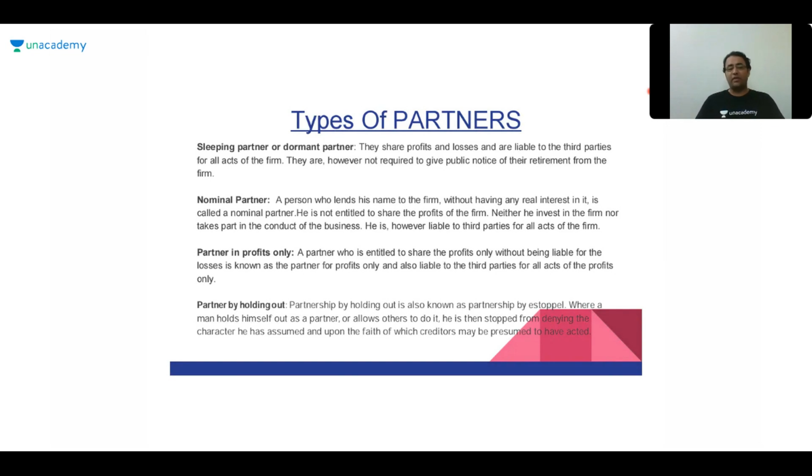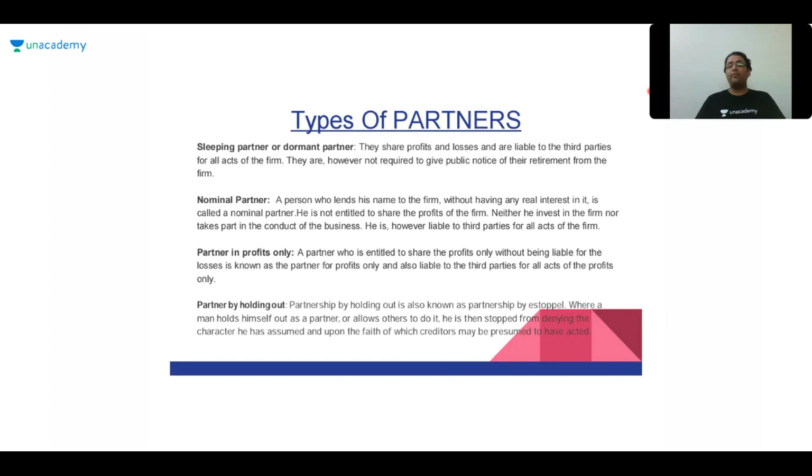even after his retirement. A nominal partner, a person who lends his name to the firm without having any real interest in it, is called a nominal partner. He is not entitled to share the profits of the firm. Neither does he invest in the firm nor take part in the conduct of the business. He, however, is liable to third parties for all acts of the firm.